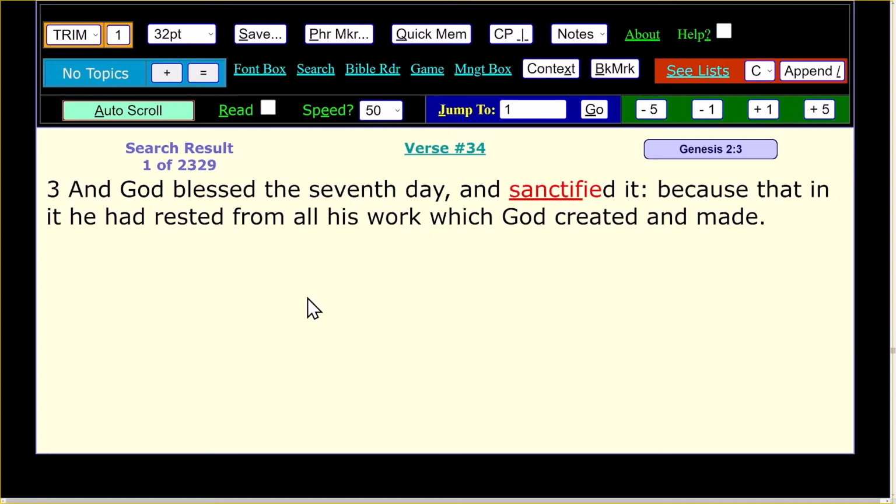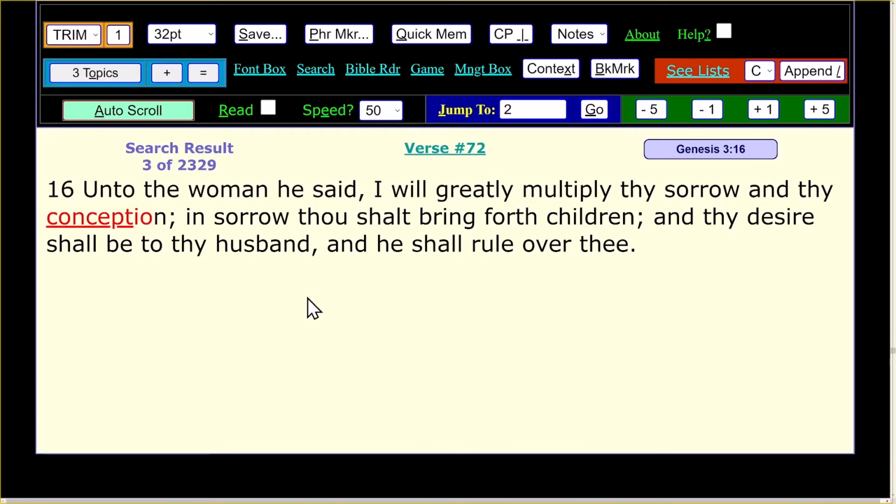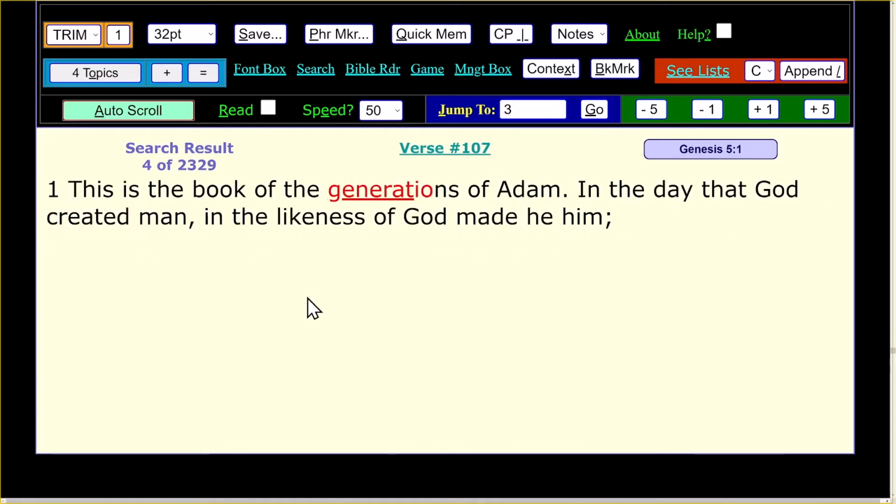Okay, sanctified has an I and an E after it. Generations has an I and an O. Conception has an I and an O. And so forth. You can see there's 2,329 verses that would match that.